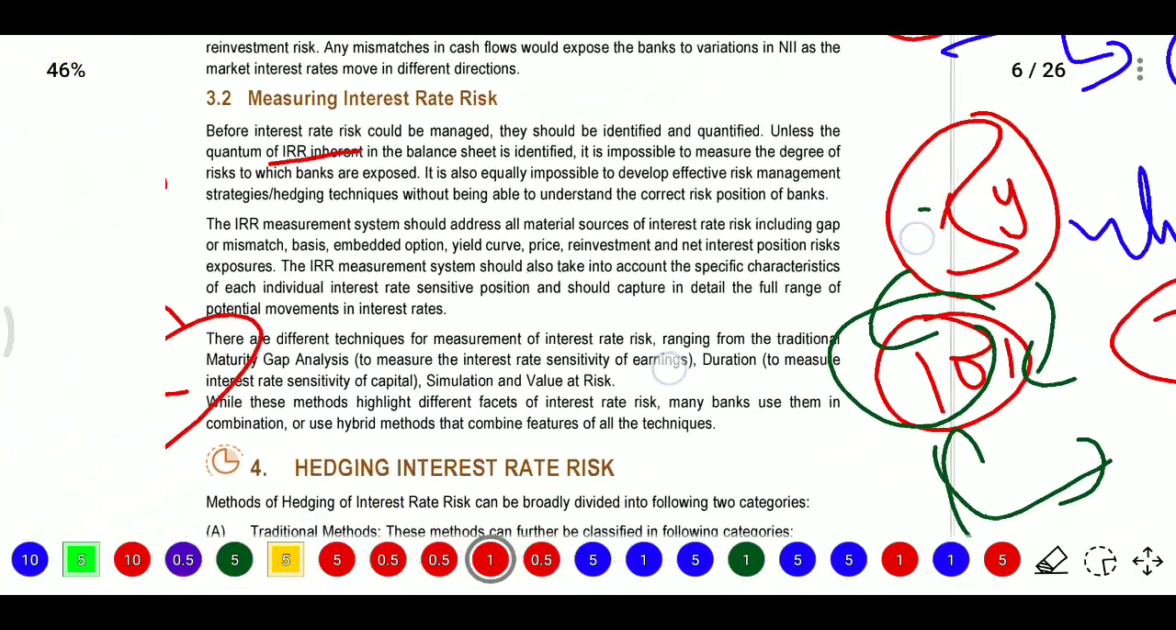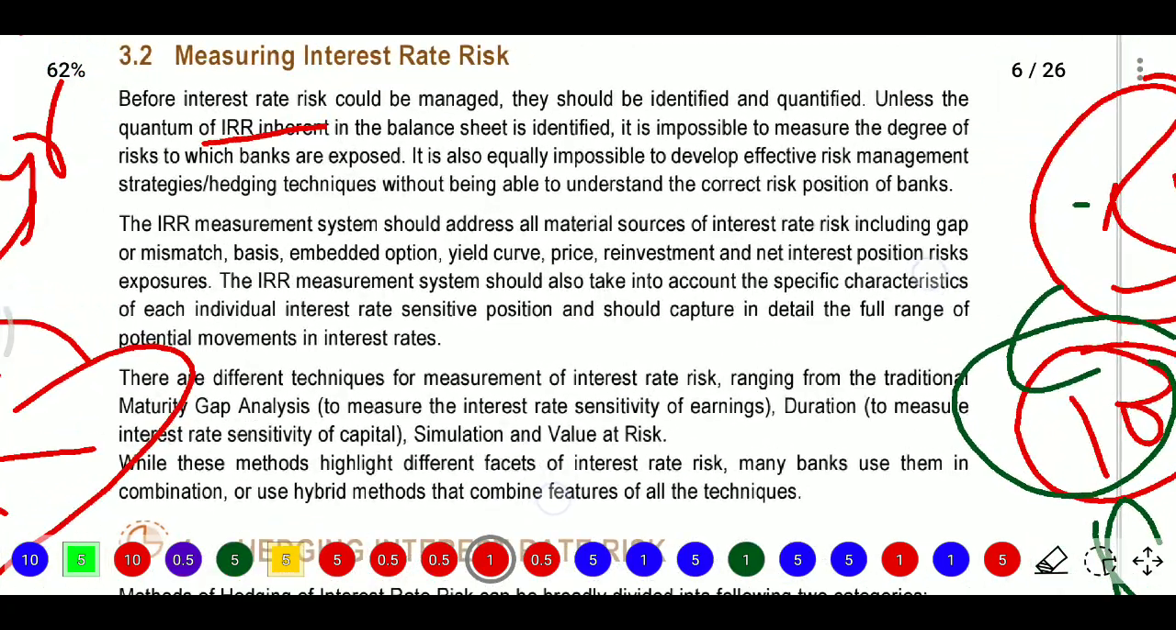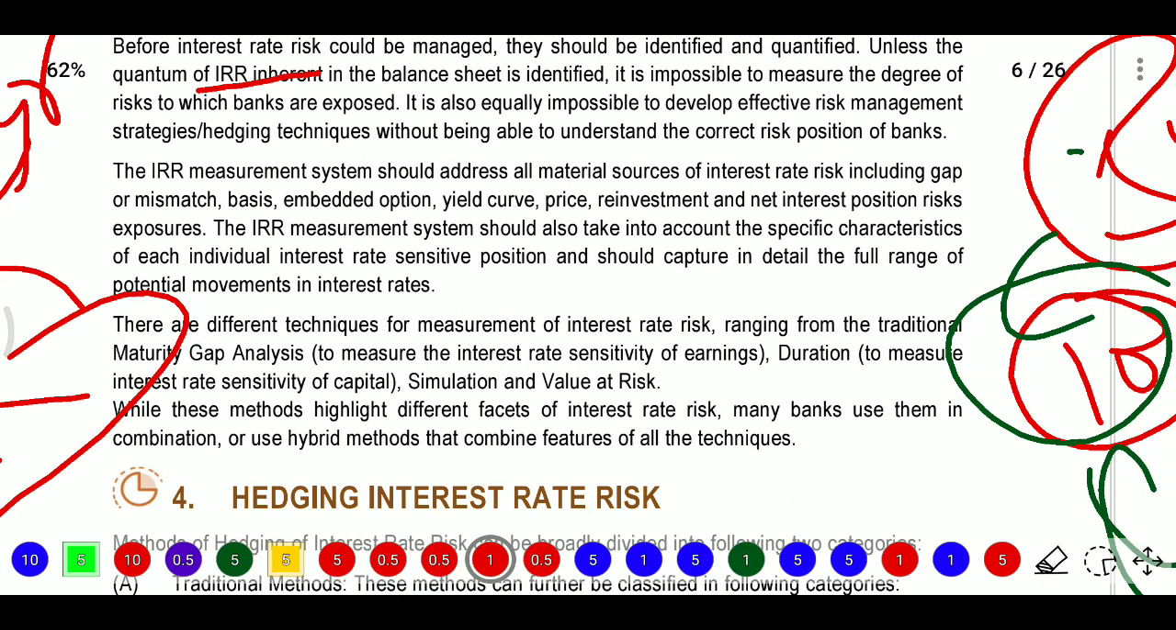Now, it is impossible to measure the degree of risk to which banks are exposed. It is also equally impossible to develop effective risk management strategies or hedging techniques without being able to understand the correct risk position of the bank. So to identify the correct risk position, we will use the IRR measurement.